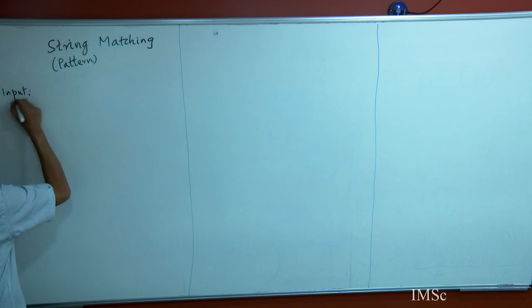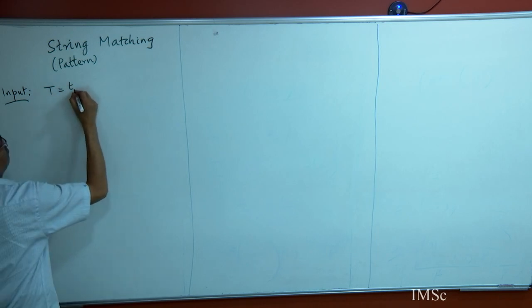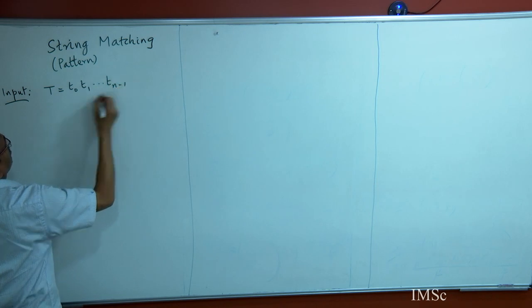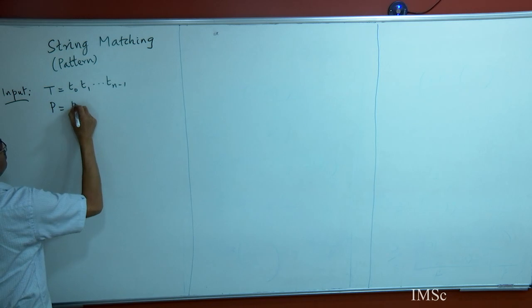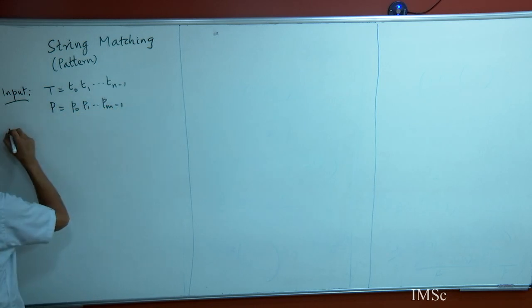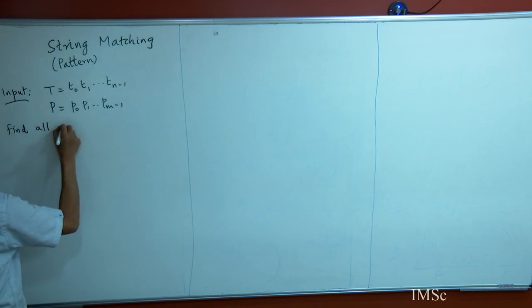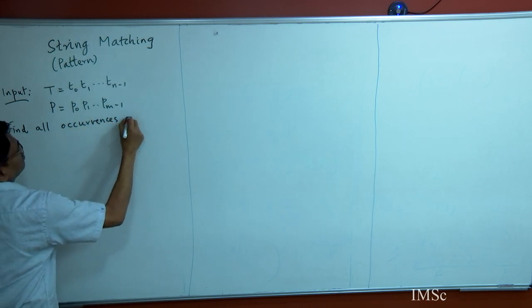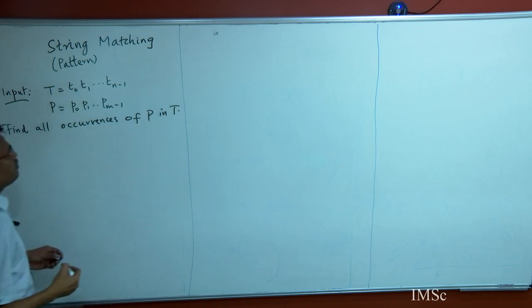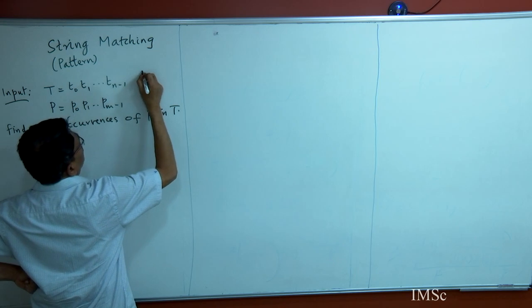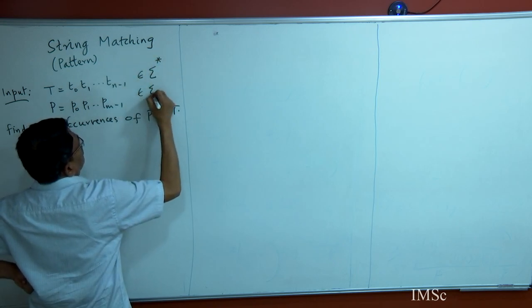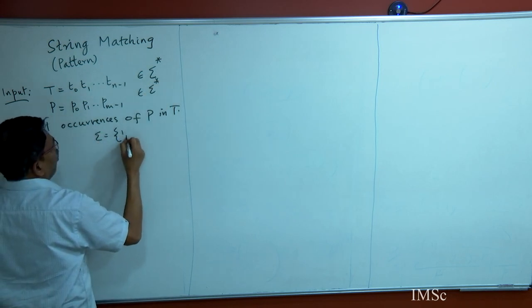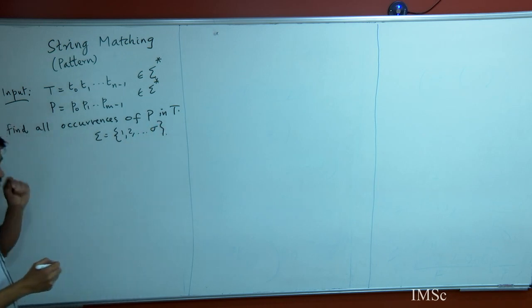So the problem: the input, you are given a text and a pattern. These are all from some Sigma, where Sigma is, let's say, an ordered alphabet, for some reason a finite alphabet. So there are variations. You can ask, does the pattern exist in the text at all? How many occurrences are there? Find all occurrences. These are all the variations.